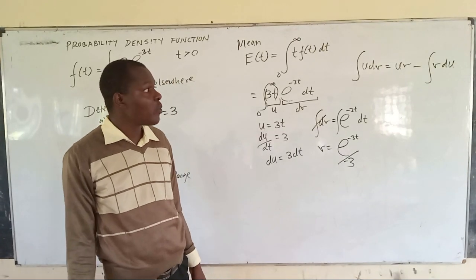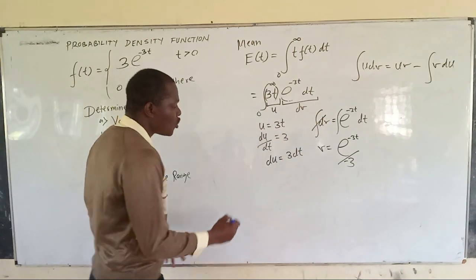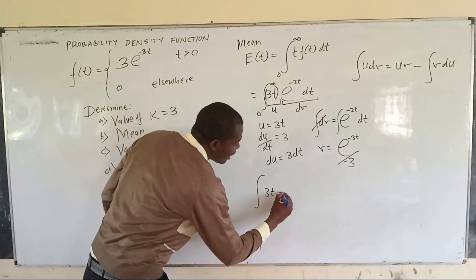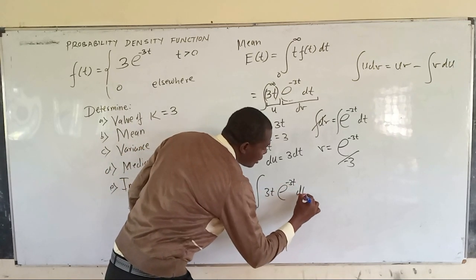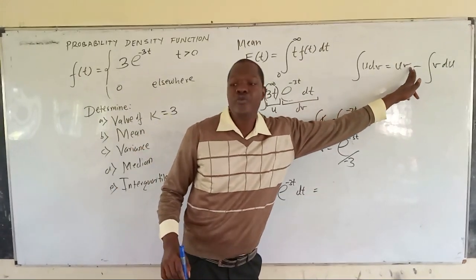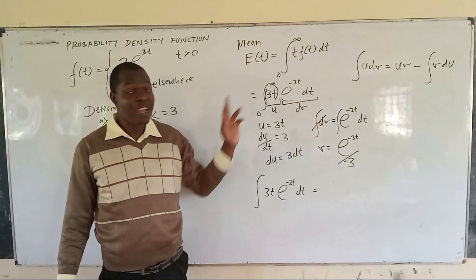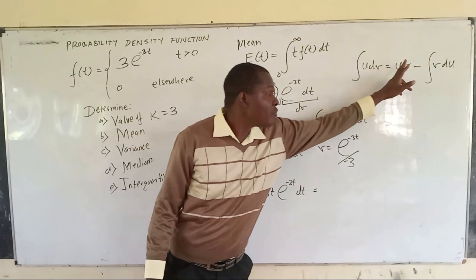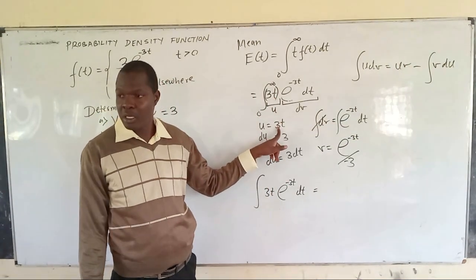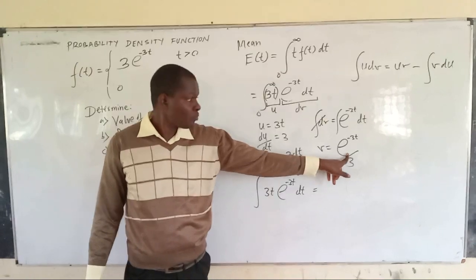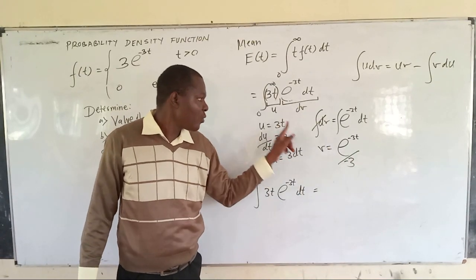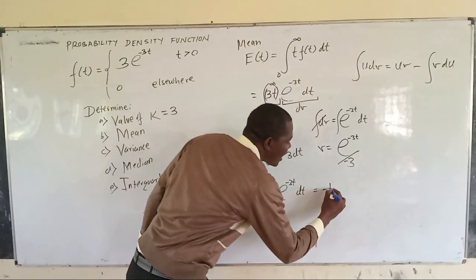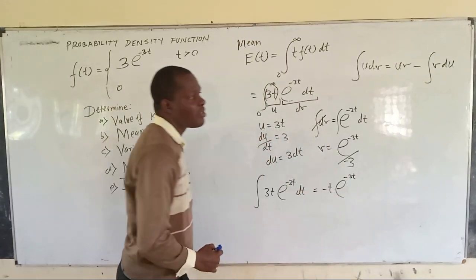So we now have everything. We now go back to our u dv and substitute. The integral of u dv was 3t exponential minus 3t dt, to be equal to uv. Remember, my limits are still there. You are going to put the limits at the end to avoid confusion. So it is u times v. This 3 will go with this 3, so t times negative gives you negative t exponential negative 3t.